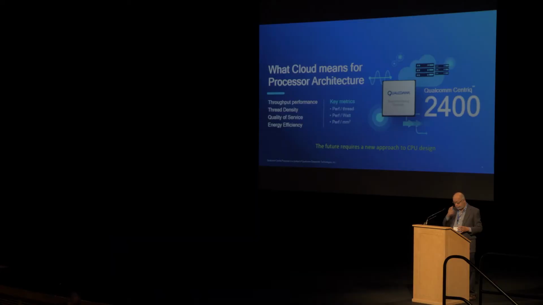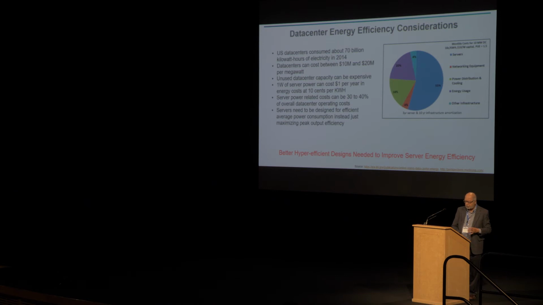So the key metrics that we focused on for energy efficiency are performance per thread, performance per watt, and performance per millimeter squared. Performance per thread gives you the thread density, performance per watt is your energy efficiency, and performance per millimeter square allows you to build these processors at a lower cost and offer them at a very competitive price. So yes, the future does require a new approach to CPU design, and energy efficiency has to go in from day one. So let's talk about data center energy efficiency.